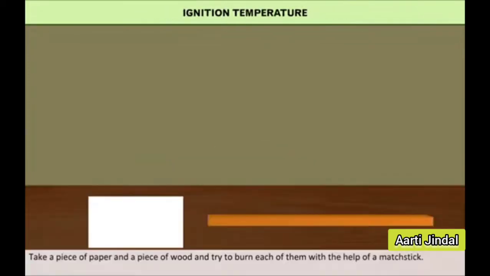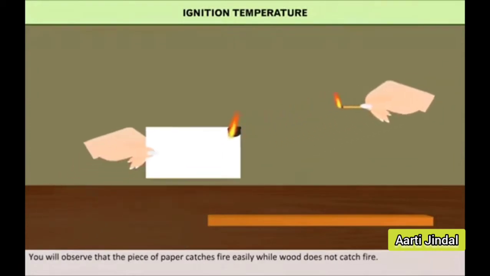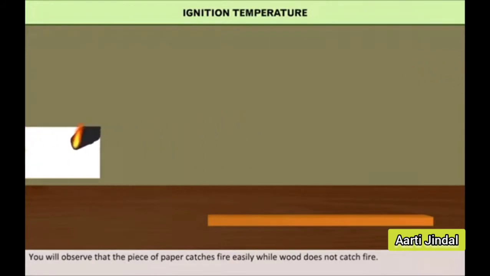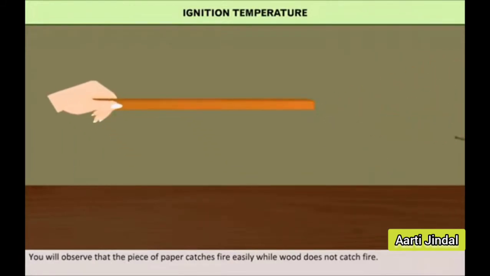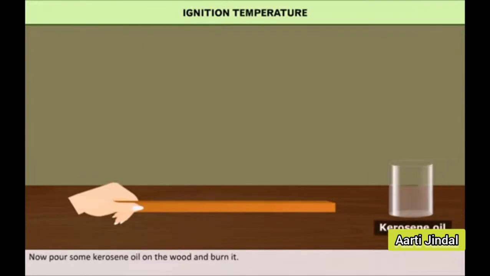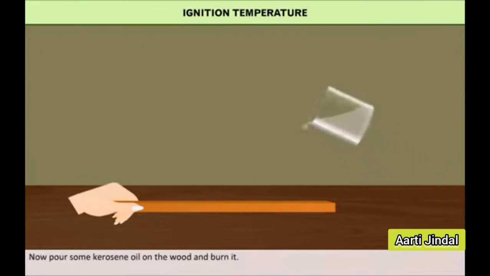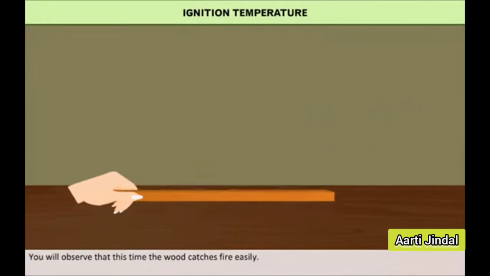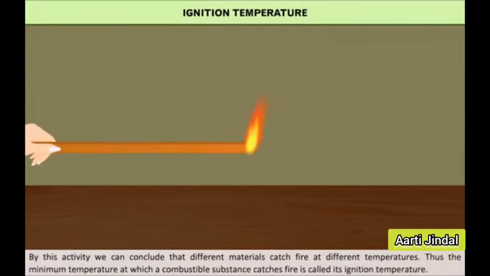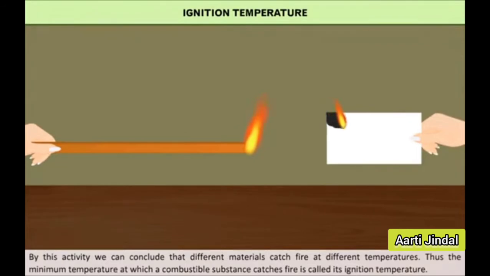Ignition temperature. Take a piece of paper and a piece of wood and try to burn each of them with the help of a matchstick. You will observe that the piece of paper catches fire easily while wood does not catch fire easily. Now pour some kerosene oil on the wood and burn it. You will observe that this time the wood catches fire easily. By this activity, we can conclude that different materials catch fire at different temperatures. Thus, the minimum temperature at which a combustible substance catches fire is called its ignition temperature.